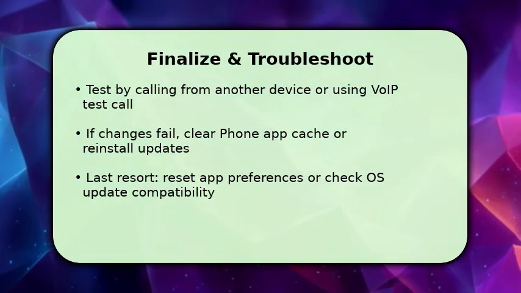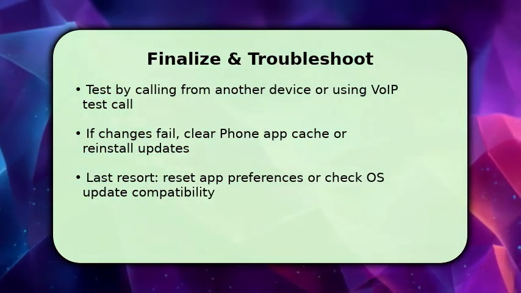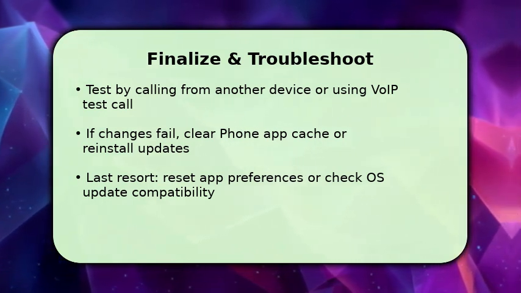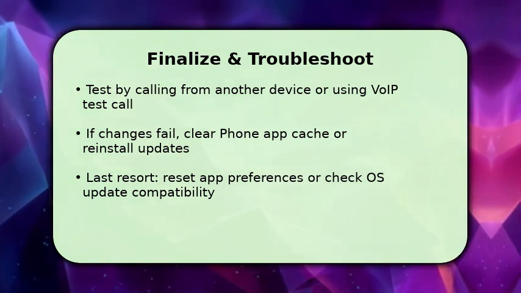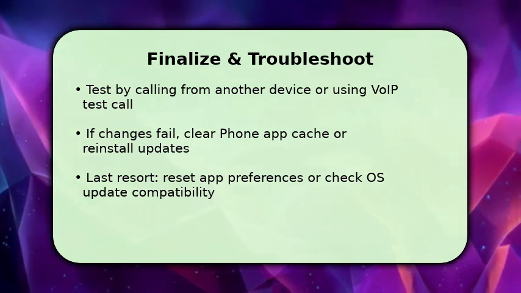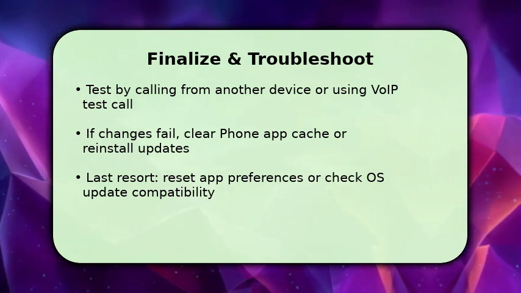Finish by testing. Call your device from another phone or use a VoIP test to confirm the new appearance. If the incoming screen doesn't change, clear the phone app cache, force stop, then reopen. Updates sometimes block settings, so uninstall recent app updates or reinstall.